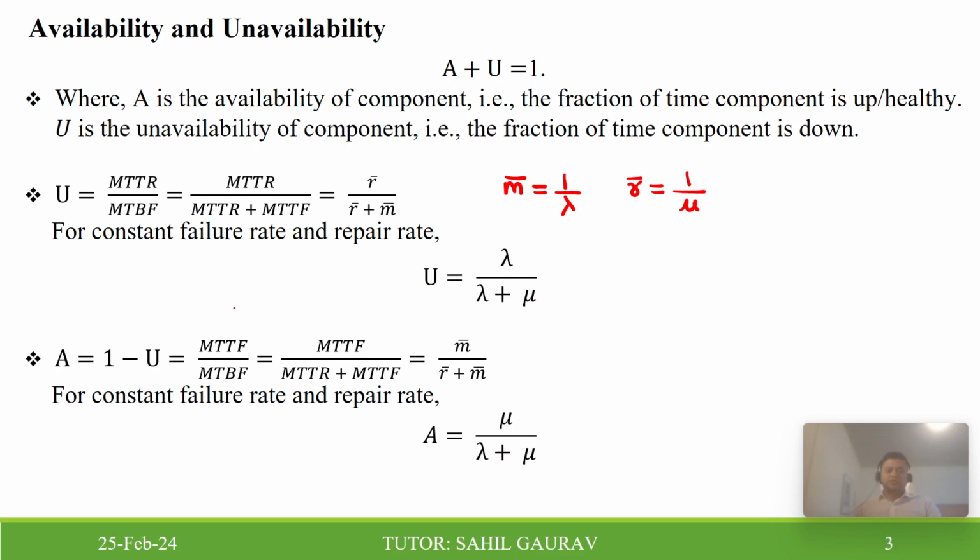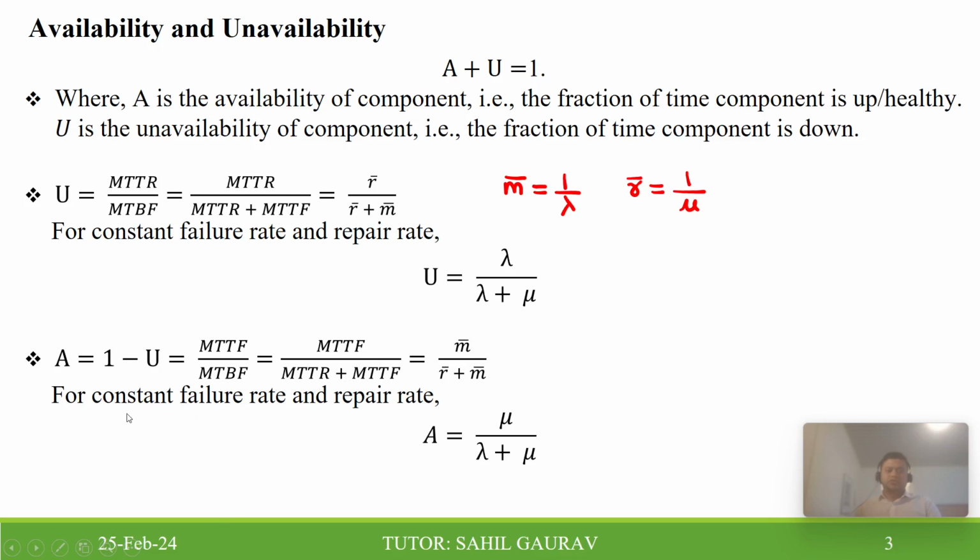And if you know unavailability, then you can find the availability by subtracting from 1. Our available time will be the mean time to failure, because that is the time duration for which a component provides the service before it becomes faulty. So availability is the ratio of mean time to failure to the mean time between failures. Put in the expressions for mean time to failure and mean time between failures, and you will get this one.